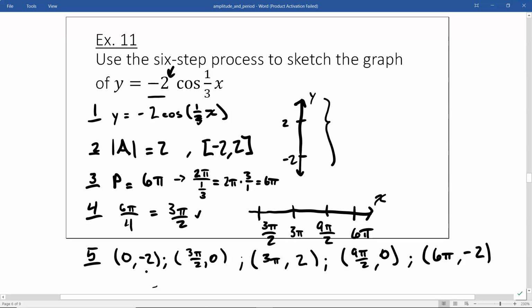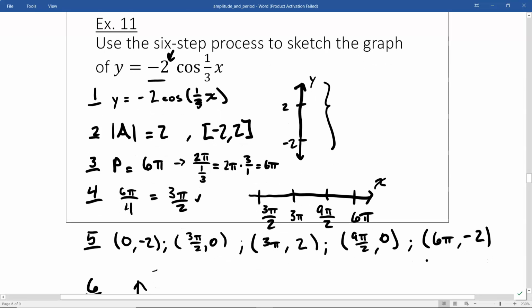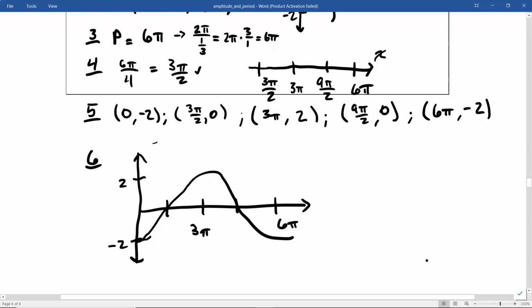And our second point is going to be a 0 of the function, which is this 3 pi over 2, and so on. So notice that because we couldn't deal with the negative, we inverted our cosine function. And then our last step is to connect all these dots, put them all into a graph, and here we have the graph of y equals -2 cosine of 1/3 x.